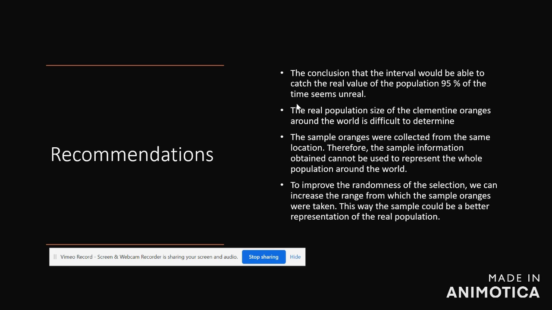For the recommendations, the conclusion that the interval would be able to catch the real value 95% of the time seemed unreal. One of the reasons might be that the real population of the clementine orange around the world is difficult to determine. The sample oranges were actually collected from the same location, therefore, the sample information obtained cannot be used to represent the whole population around the world.